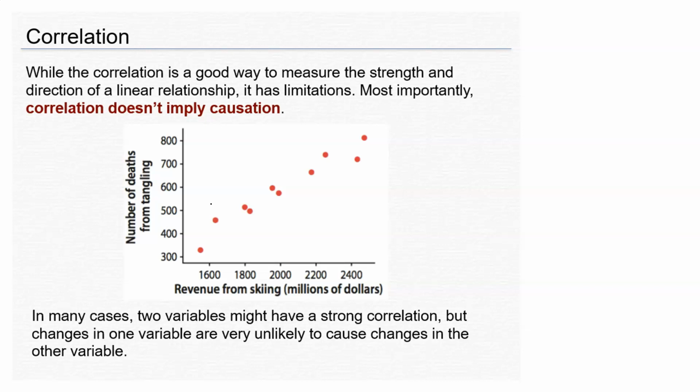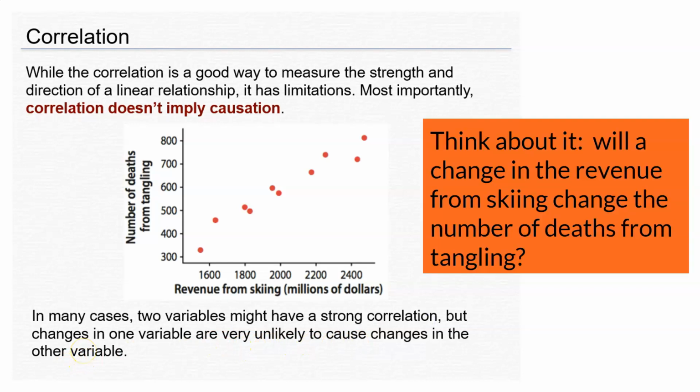Correlation is a good way to measure the strength and direction of a linear relationship, but it has its limitations. This is important, and you're going to want to write this down. Correlation doesn't imply causation. In many cases, two variables might have a strong correlation, but changes in one variable are very unlikely to cause changes in the other variable.